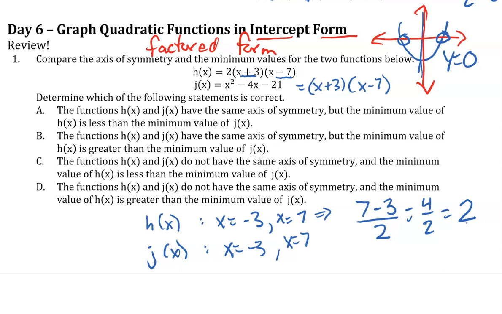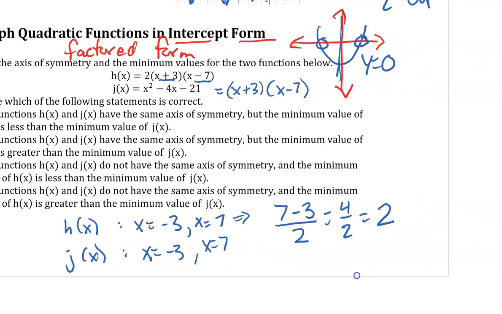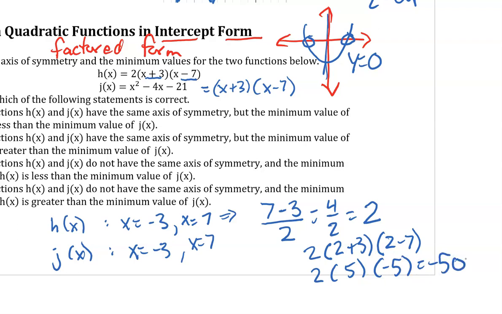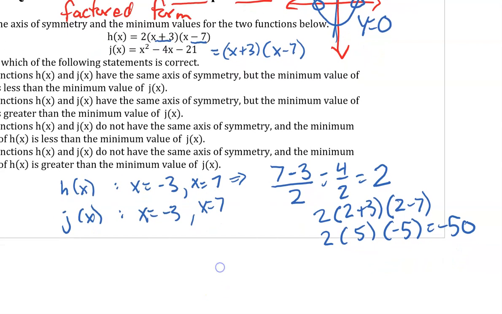If we want to find our minimum value, we plug 2 back into our original equation. So 2 times 2 plus 3 times 2 minus 7 would be 2 times 5 times negative 5, which is negative 50. For j of x, because the two zeros are the same, the axis of symmetry is still x equals 2.